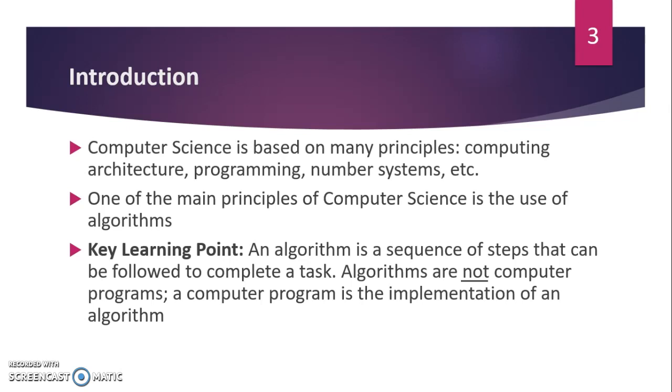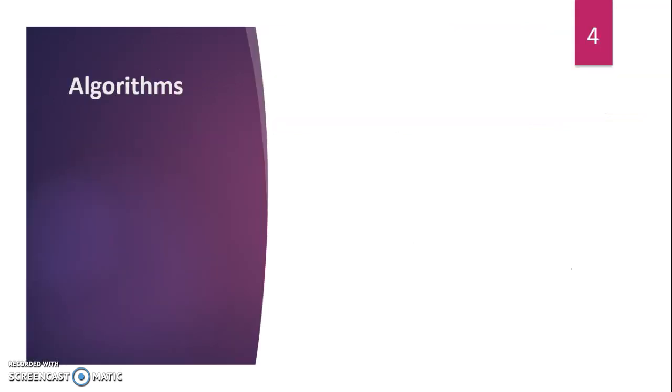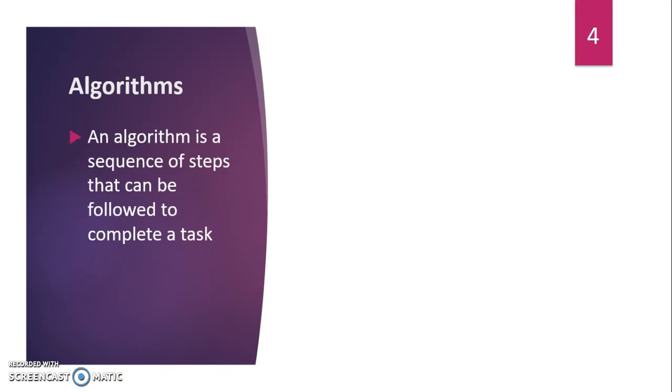Now you need to know that algorithms are not computer programs, but rather a computer program such as a Java file or a Python file is an implementation of an algorithm. So when we look at algorithms, we need to know an algorithm is a sequence of steps that can be followed to solve a task.